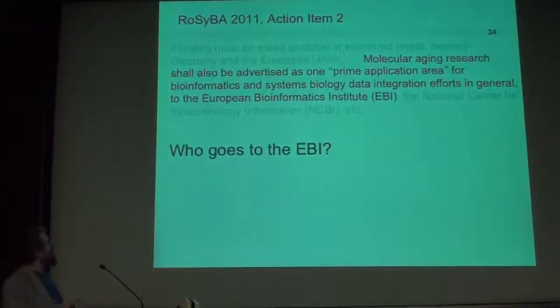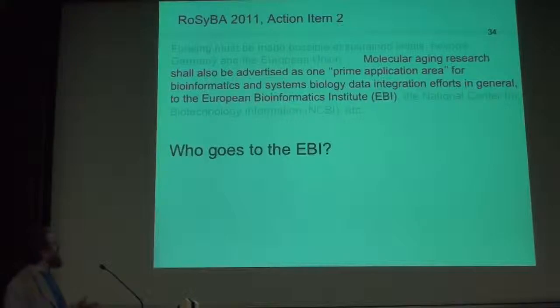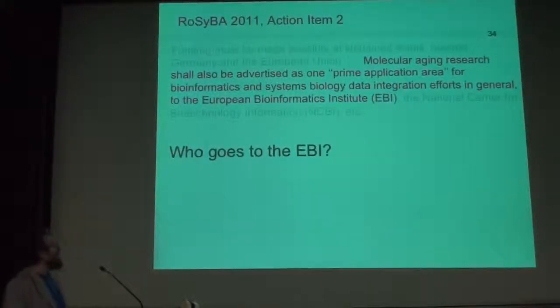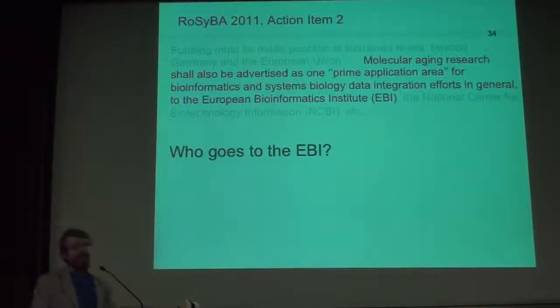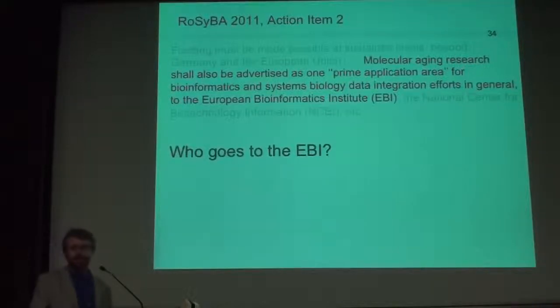Yeah, and our second action item actually was, since this was also a bioinformatics conference, that molecular aging research should be advertised as the one prime application area to the main bioinformatics stakeholders, namely in particular to the European Bioinformatics Institute, and of course also to the National Center for Biotechnology Information, the NCBI in the US, and to similar institutions worldwide. So we believe that aging has a lot to do with many biological processes, but those are the biological processes we care most about, and are the ones that are most relevant for aging. And so they should be a prime application area for bioinformatics initiatives.